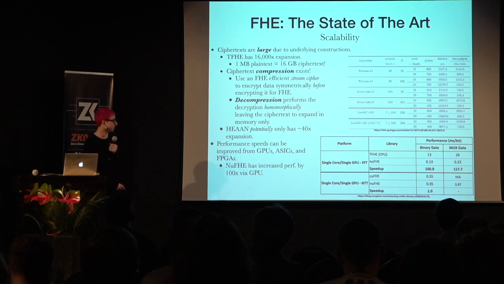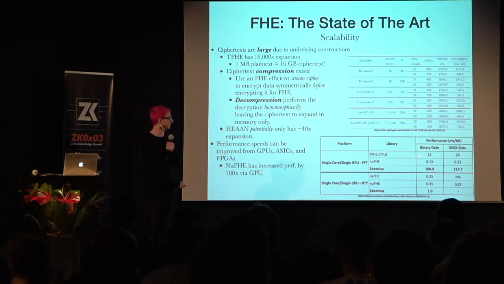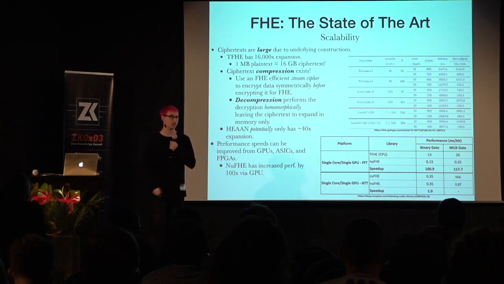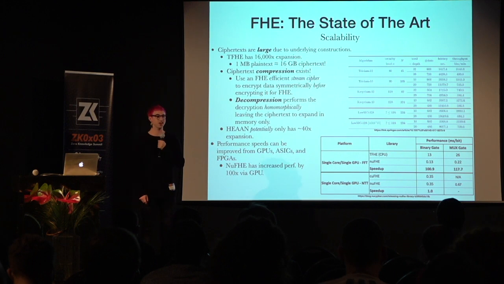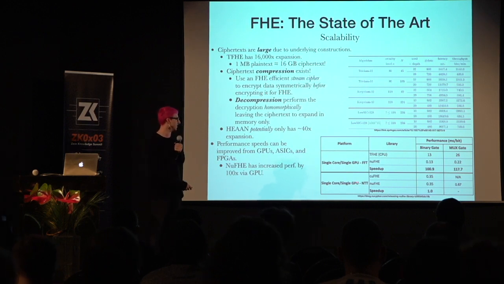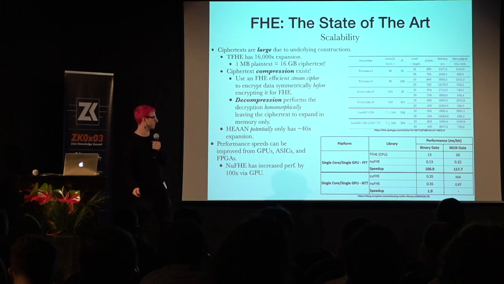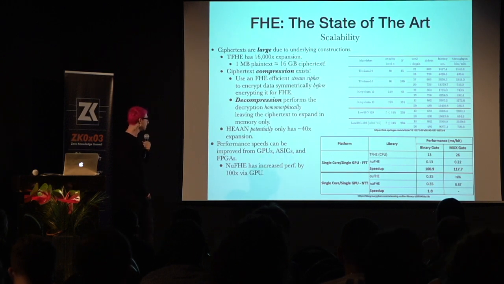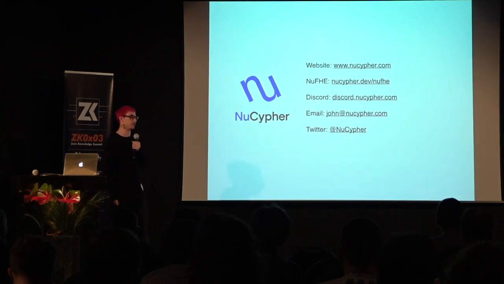NuFHE has increased performance by 100 times on the GPU. TFHE normally has 13 milliseconds per bit. We actually achieved a speedup to 0.13 milliseconds per bit, making us, as far as I know, the fastest fully homomorphic encryption library available. So that's pretty cool. On the GPU, we also have NTT, as well as FFT. We can also use NTT and still get roughly 0.35 milliseconds, the same speed as cuFHE, which is another FHE library. Of course, this can also be improved with GPUs, ASICs, and FPGAs, which is something we're interested in.